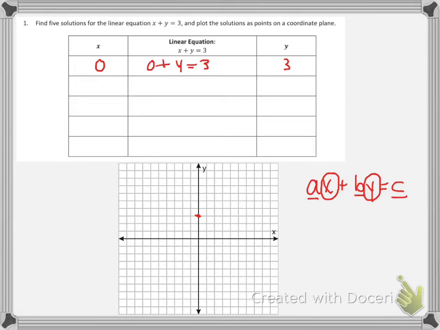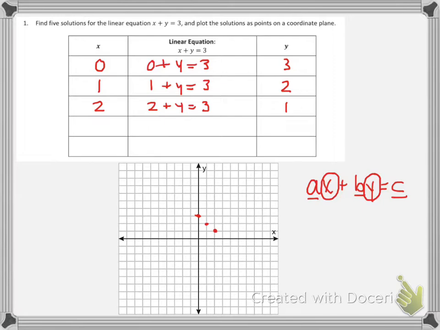All right, let's take another one. Let's do a positive 1. If we put a 1 in for x, we get 1 plus y equals 3. And then I would subtract 1 from both sides, and I get y equals 2. So if x is 1, y is 2. That's my ordered pair. 1 to the right, 2 up. So I have a point there. Let's do 2. If x is 2, we get 2 plus y equals 3. And then we would subtract 2 from both sides and get y equals 1. So if x is 2, y is 1. That's 2 to the right and 1 up. So I get that point there.